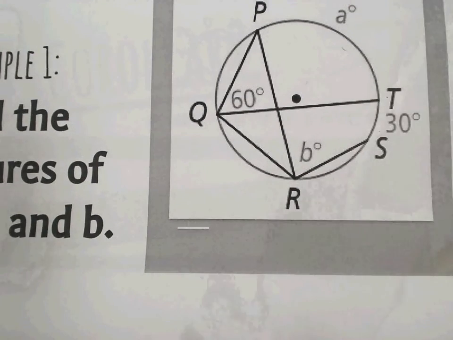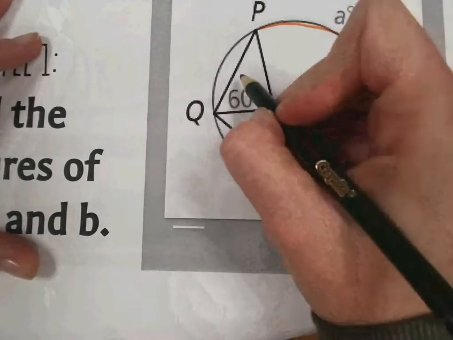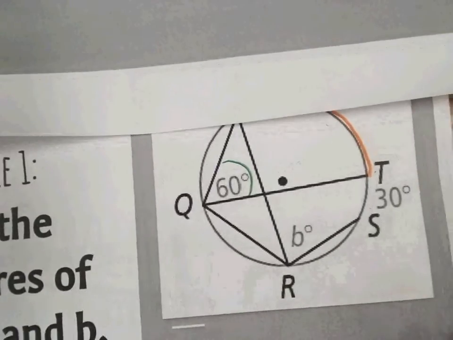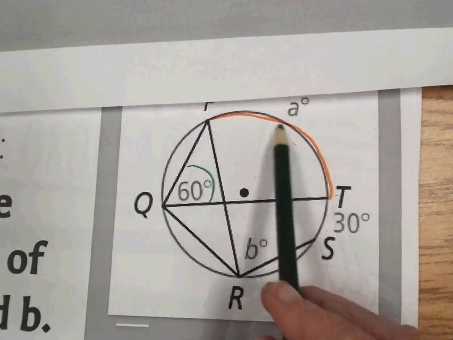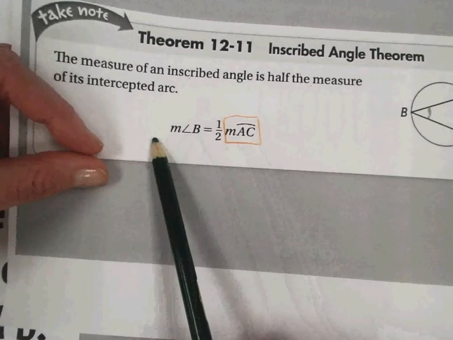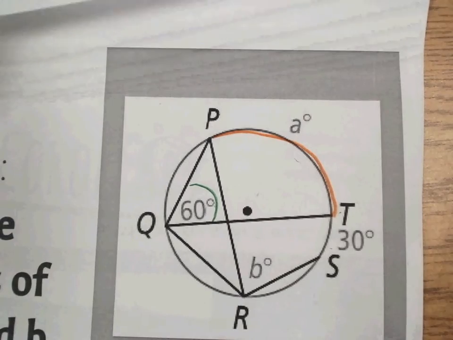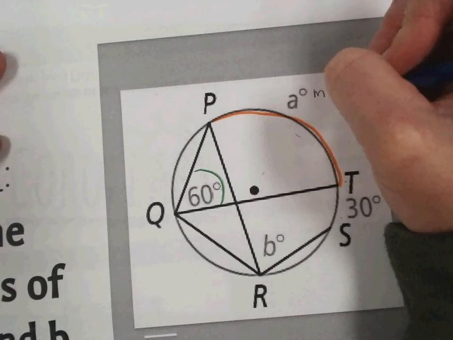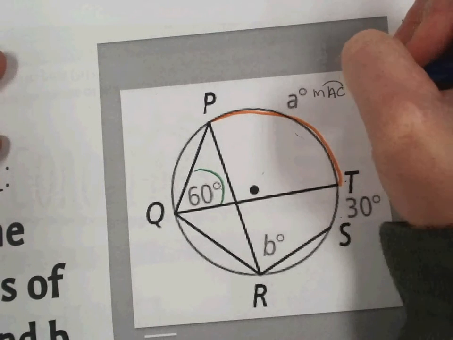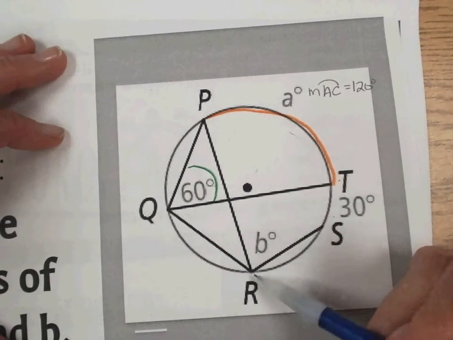The measure of arc A, we know the relationship between this arc and this angle. Think about it. Based on our theorem here, we know that the angle measure is 60. This is kind of the reverse of this. If we multiply both sides by 2, we would get double. So this is going to be 120. So A is equal to 120, or the measure of arc AC equals 120 degrees. And then it asks us for B.